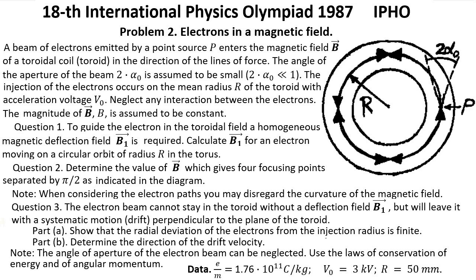Given data: charge e over mass m is 1.76 times 10 to the power 11 coulomb per kilogram, V0 equals 3 kilovolts, R equals 50 millimeters.